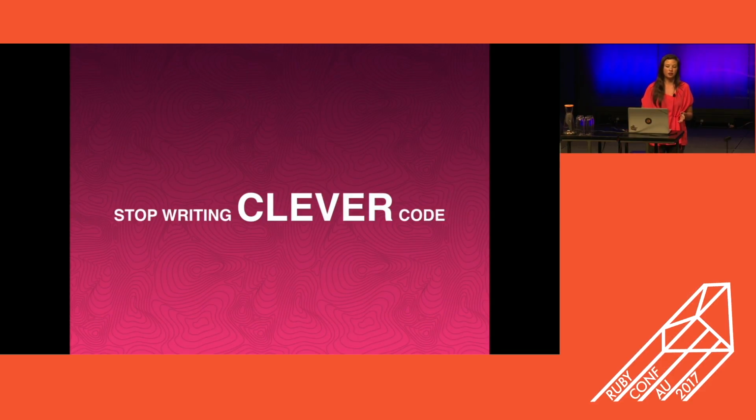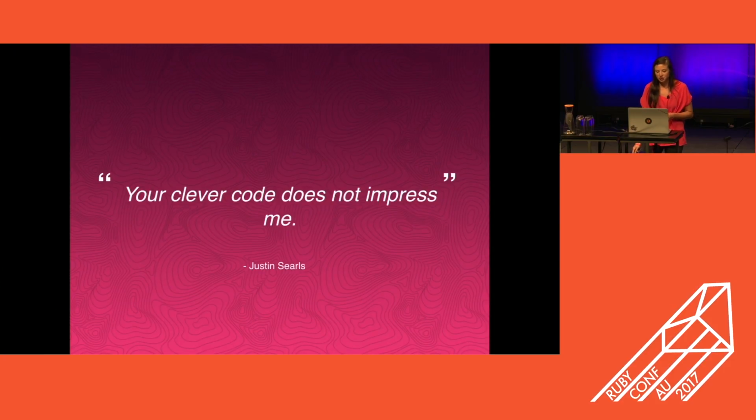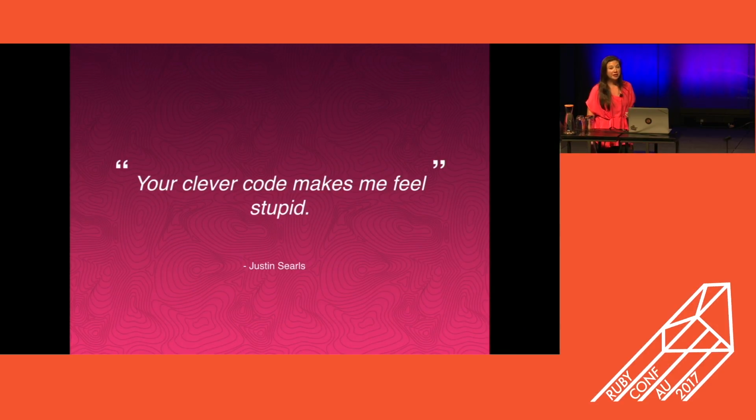So the biggest piece of advice that I have for making your code readable is to stop writing clever code. Justin Searles gave a great talk a while back at RailsConf, which you should all go watch, but he had some really funny quotes about writing clever code, such as, "Your clever code does not impress me. Your clever code makes me feel stupid."